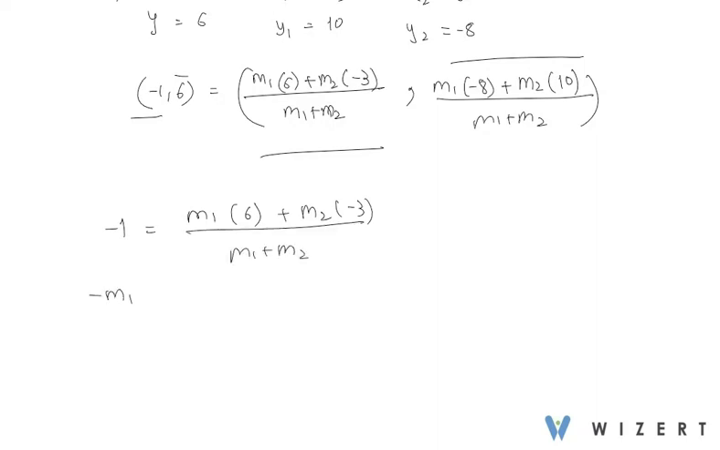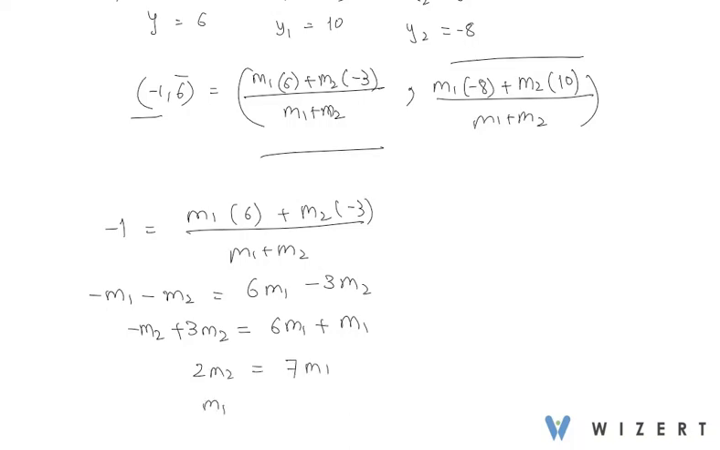Expanding, we get -m1 - m2 equal to 6m1 - 3m2. Now let's take all the m1s on one side and all the m2s on the other. So we get -m2 + 3m2 equal to 6m1 + m1, and thus we get 2m2 equal to 7m1, and we get m1 upon m2 equal to 2 upon 7.